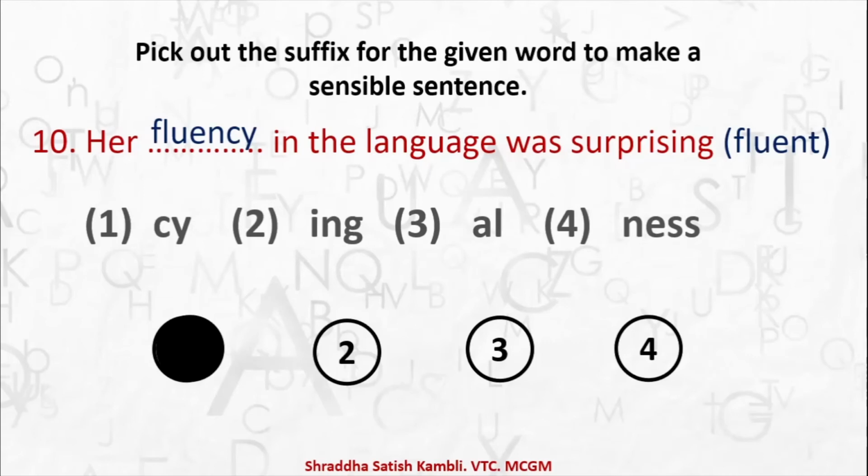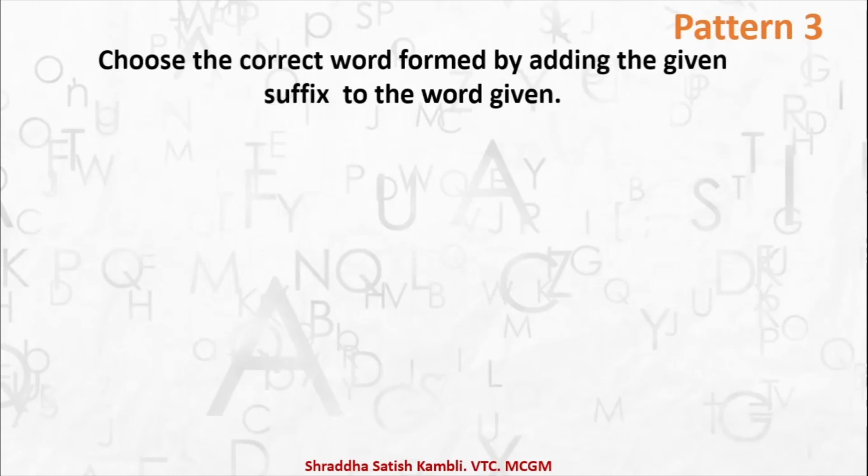So this was the last example that we did for pattern 2. Let us now move on to pattern 3, the last type of pattern which could be asked. What is the question? Choose the correct word formed by adding the given suffix to the given word. So they have already added the suffix to a word and they've given you the final word. You're supposed to say which one is the correct one.